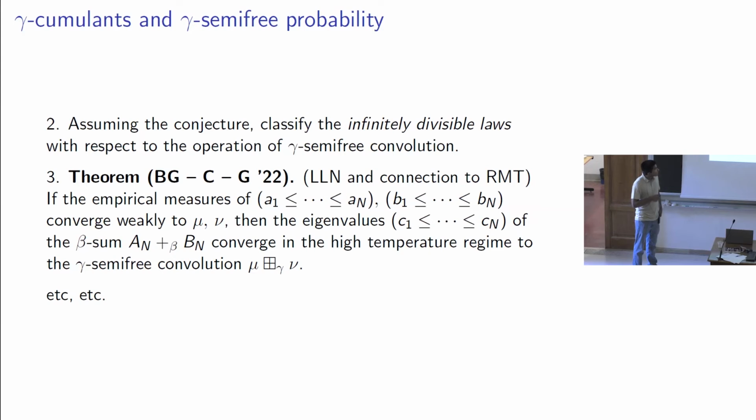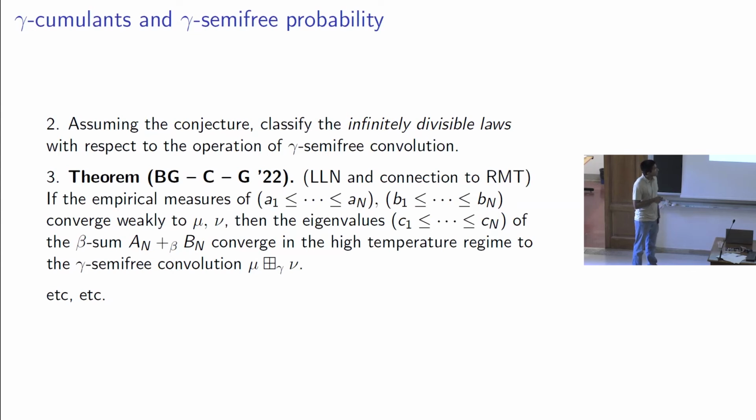Then you take the sum of these two random matrices and you look at the eigenvalues of the sum. The eigenvalues will not be deterministic anymore, they will be random. And then you can ask what happens when n goes to infinity. A theorem of Voiculescu in '92 tells us that if the empirical measures of the A's converge to mu, and the empirical measures of the B's converge to nu, then the eigenvalues of the sum, the c_i's I'm calling them here, converge to the free convolution of mu and nu. A very beautiful result.